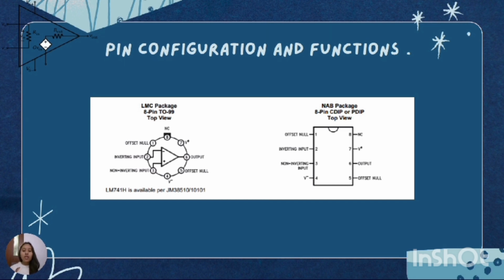Pin 4 is the negative supply voltage. Pin 5, offset null: used to remove offset voltage and balance input voltage. Pin 6, output: amplified signal output. Pin 7, positive supply voltage. And finally, pin 8, no connect, must be left floating.